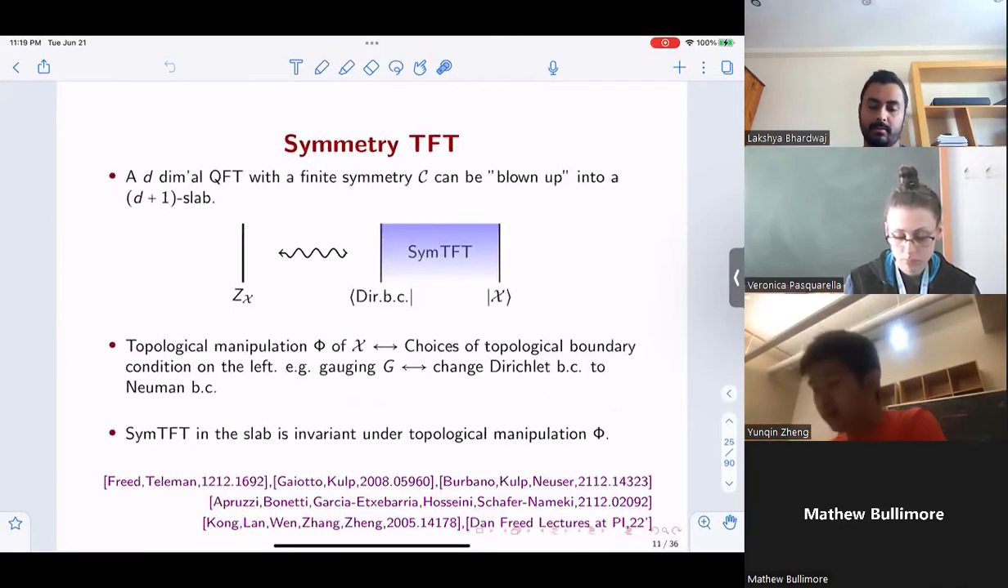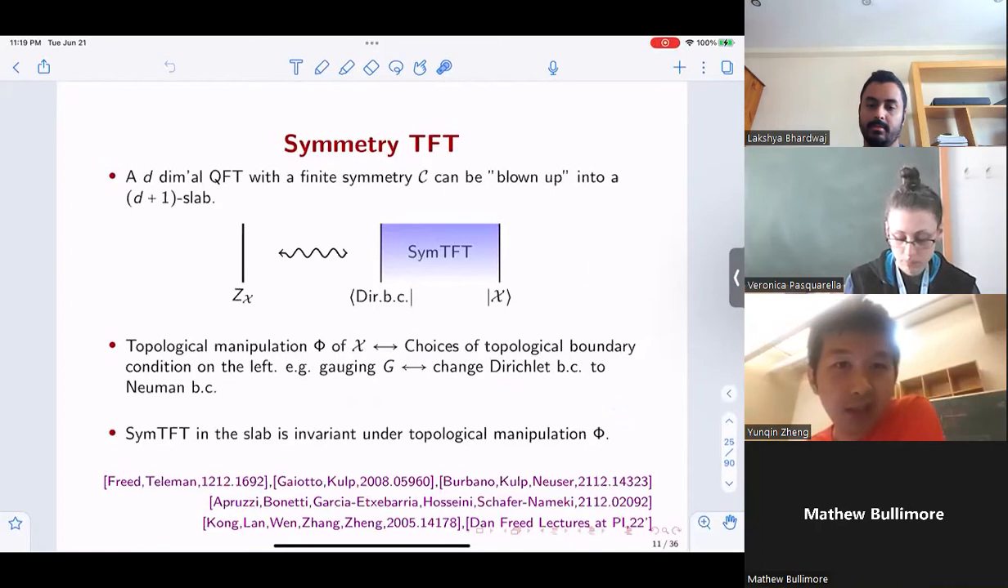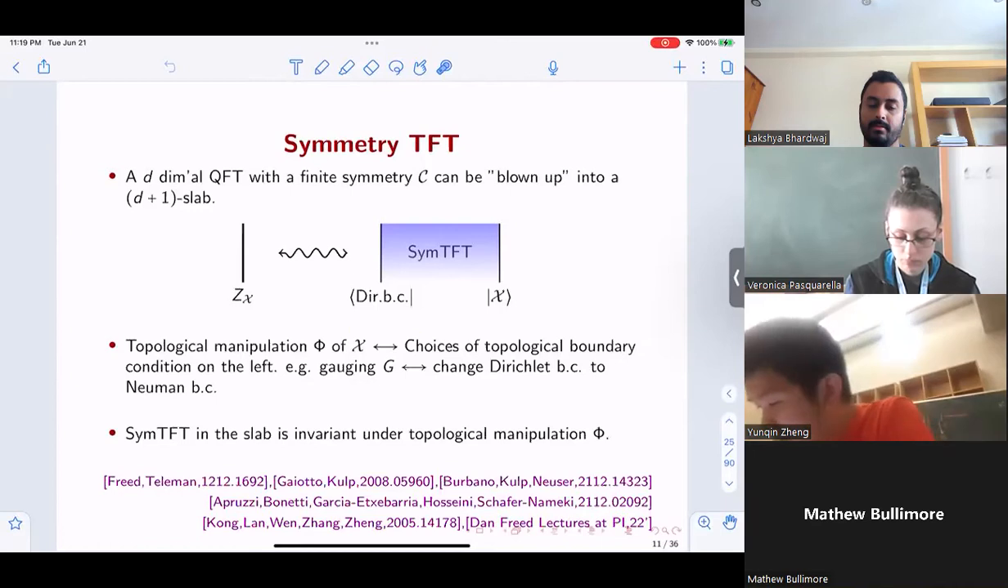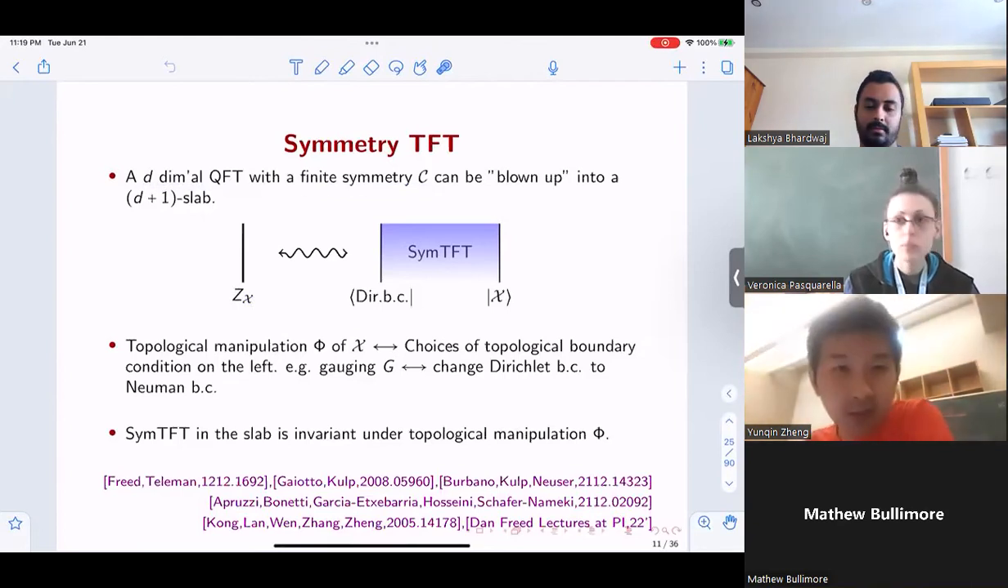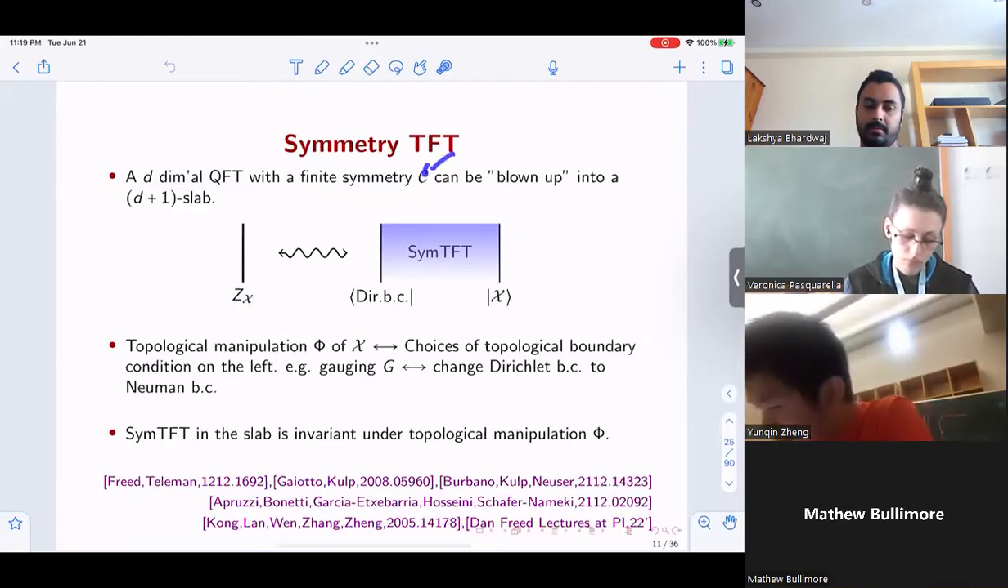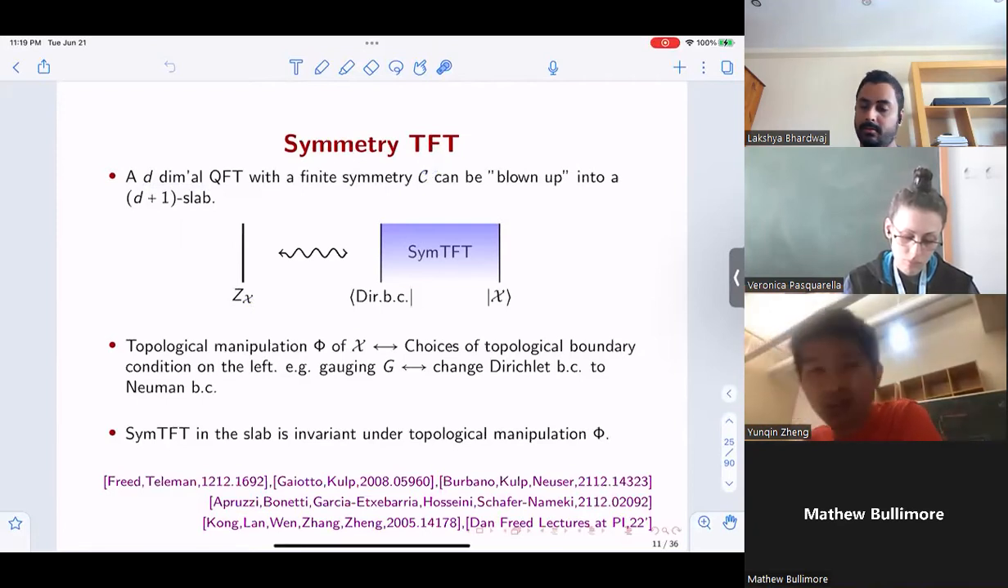It turns out that the Symmetry TFT is a very useful tool in studying these kinds of problems of telling whether a defect is intrinsically non-invertible or non-intrinsically non-invertible. So what is the Symmetry TFT? We start with a d-dimensional quantum field theory, which I call X, with a generic finite symmetry. I'm not going to talk about the continuous symmetry. Let's just focus on the finite one, and it can be non-invertible.